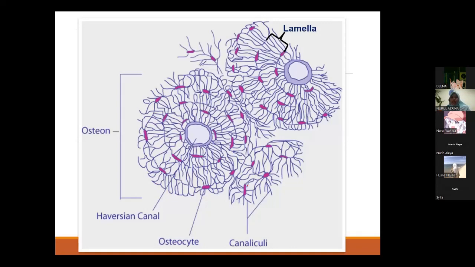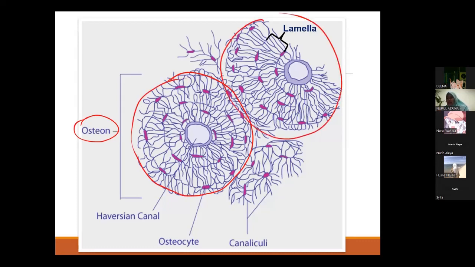Okay, so this is the bigger view of osteon. Okay, mana osteon tu? Nampak tak ni? This is one osteon. This is another osteon, and this is part of another osteon. Right? So each osteon must have all those structures that were listed tadi.